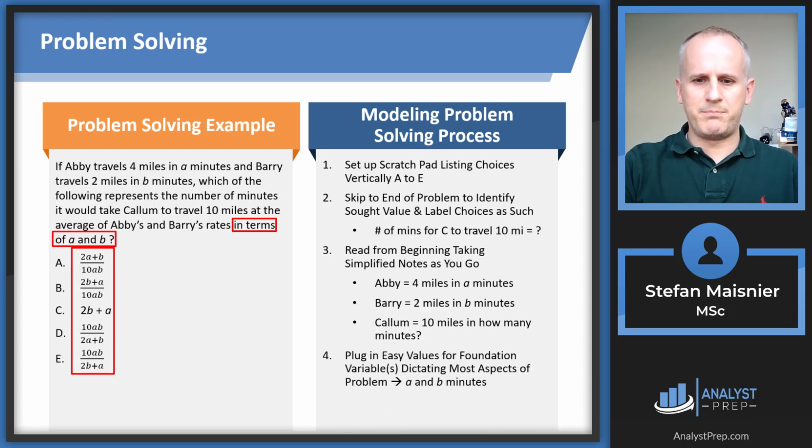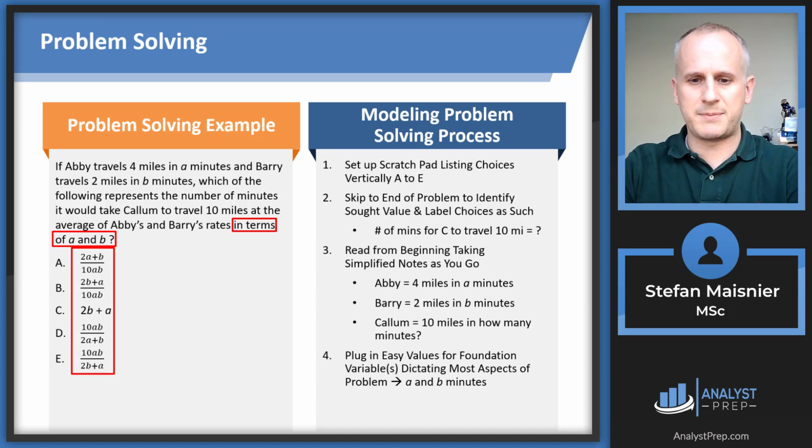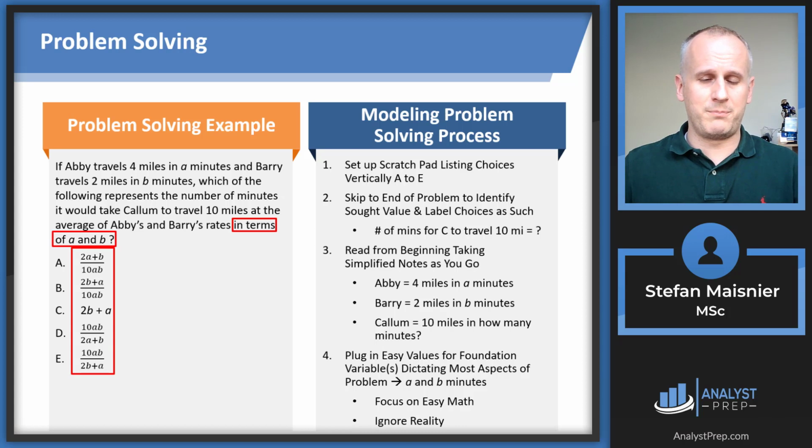Then we're going to plug in easy values for the foundation variable or variables dictating the most aspects of the problem. And in this case, it's the A and B minutes. Now, when you plug in easy values, you want to focus on making the arithmetic simple rather than real life. So we're going to pick some numbers for A and B that may not seem realistic. Of course, we don't know how Abby or Barry are traveling here, so it might not be a car, it might not be a train, it might be walking, we don't know.